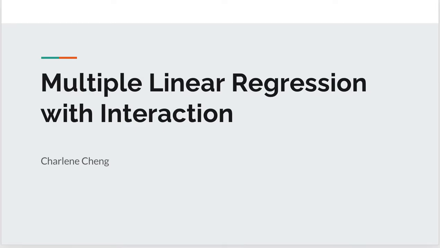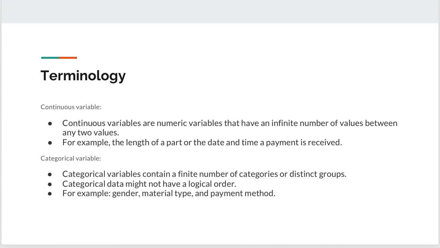Multiple linear regression with interaction. In this week, we're going to learn a more complicated linear regression with more variables involved and the interactions between them. Firstly, let's take a look at several terms.